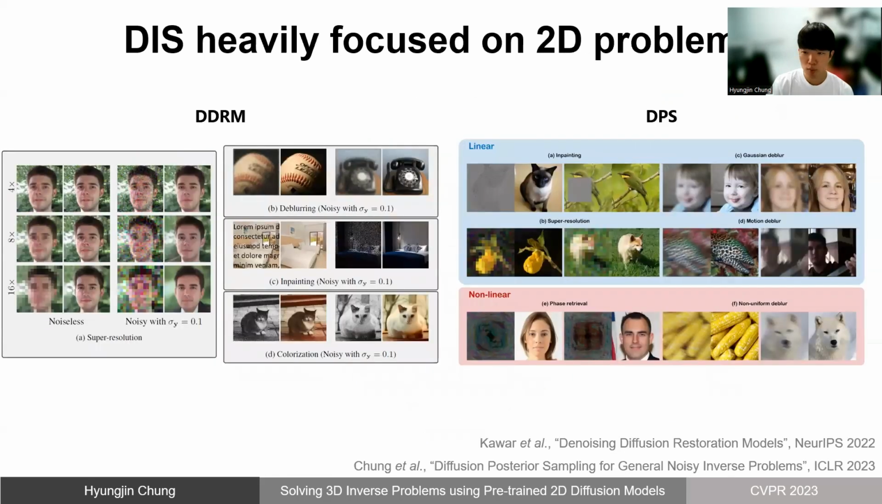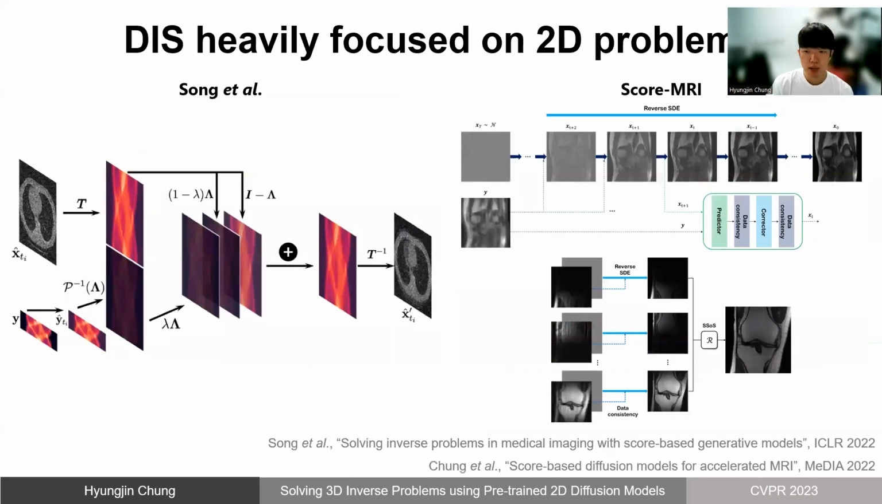While many different works were proposed as general solvers, scaling to noisy and nonlinear problems, it should be noted that most methods were heavily focused on 2D image restoration problems. And the same applies to methods tailored for medical imaging inverse problems.